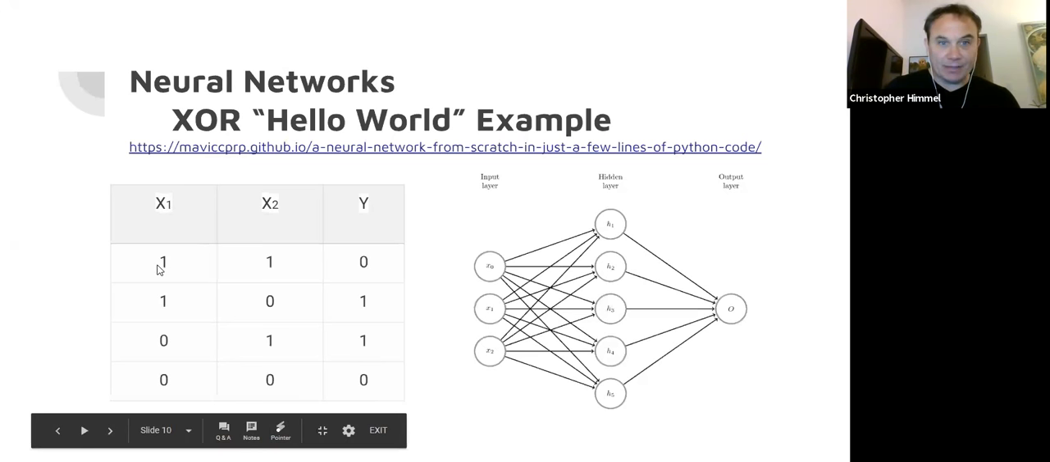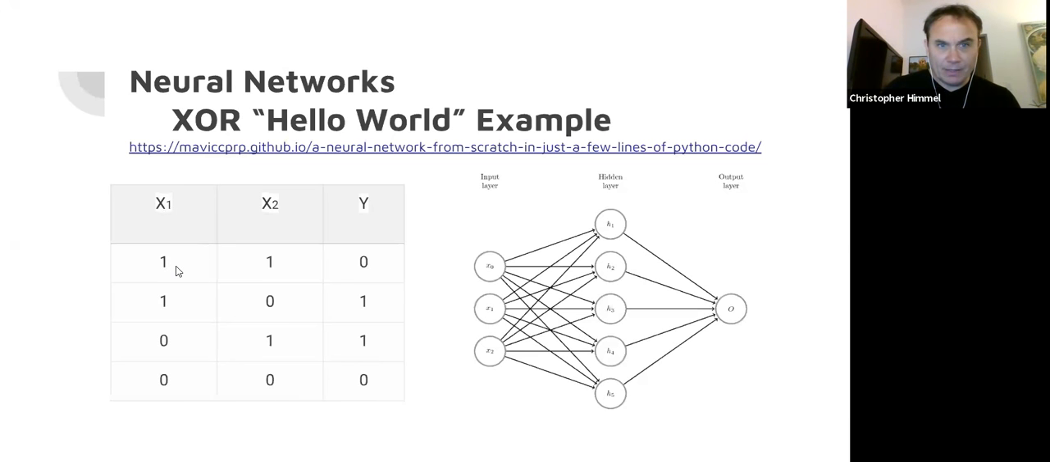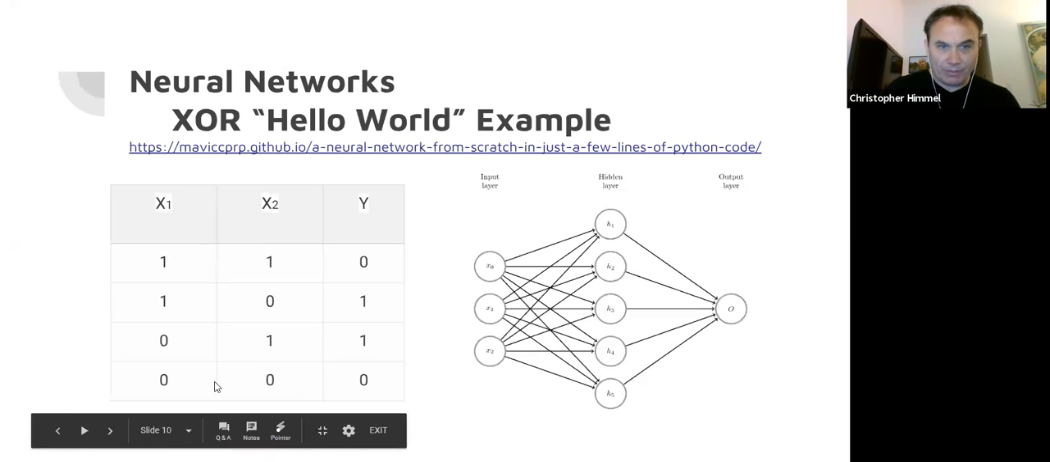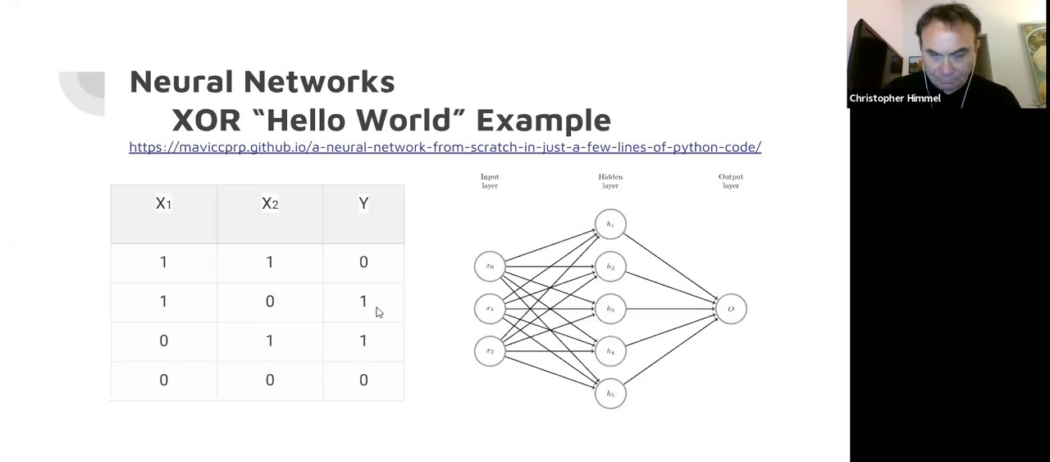But here's the data for the XOR. You have X1, X2. When you have a 1 and a 1, that gives you a 0. When you have a 0 and a 0, that gives you a 0. When your inputs are different, it gives you 1s on your output.